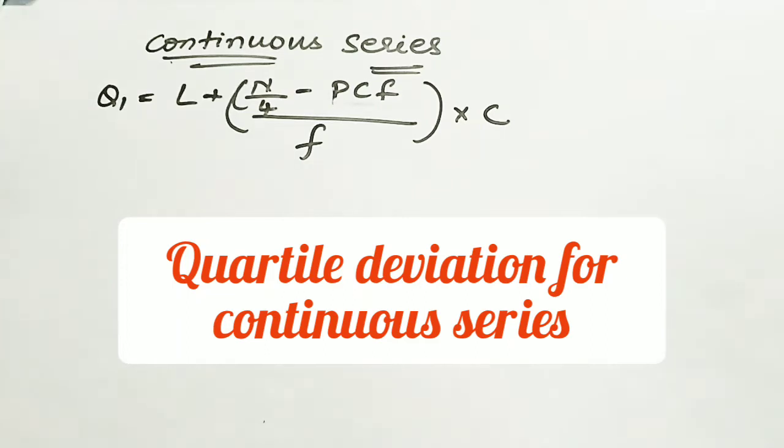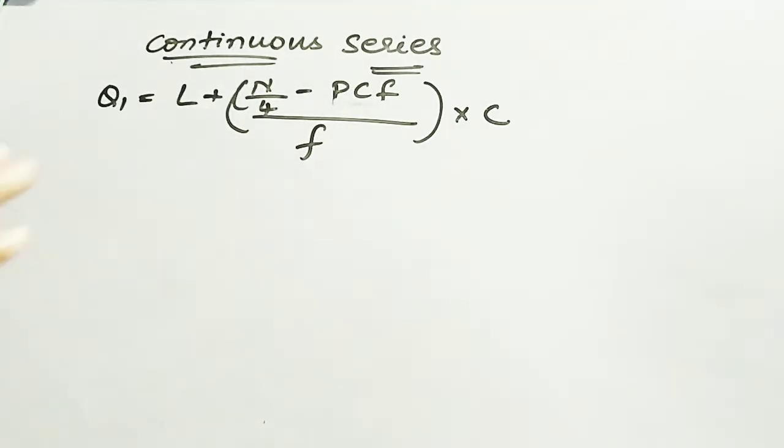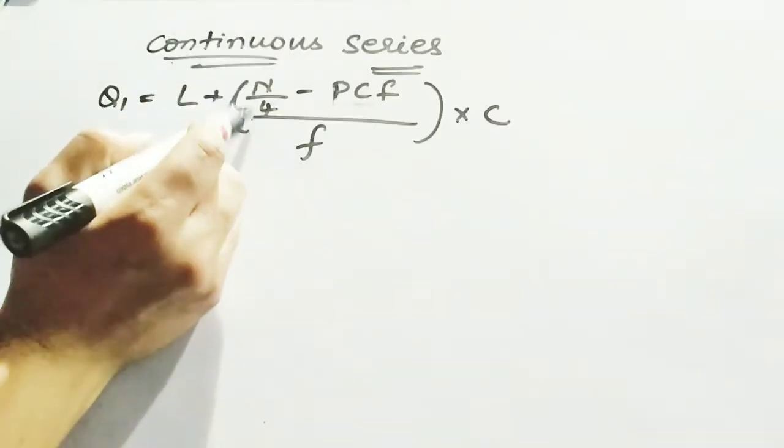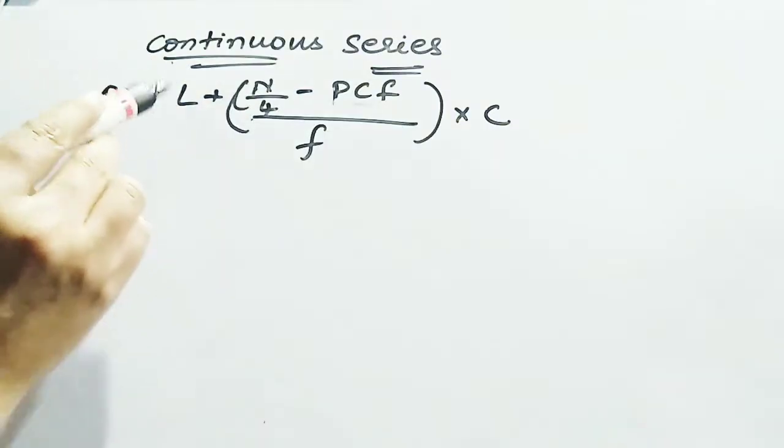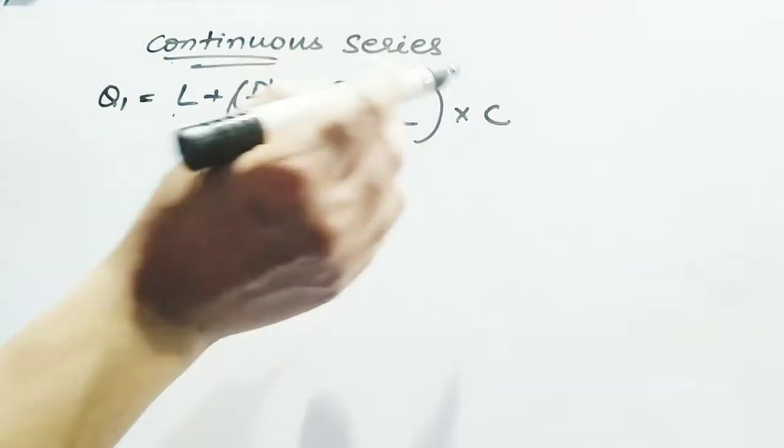How to find quartile division in continuous series. This is a formula you have to remember for finding quartile division in continuous series. So Q1, in our previous case, was the size of (n plus 1) by 4th item. But here you are having n by 4th as it is. Besides that, you are having L, PCF, F and C.